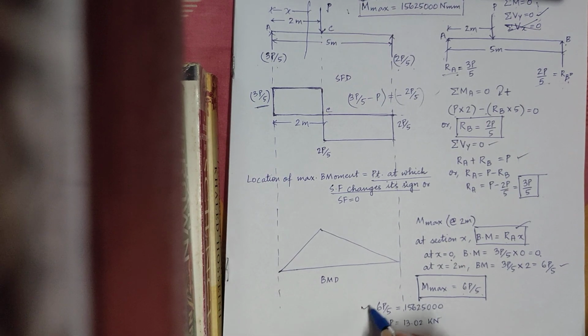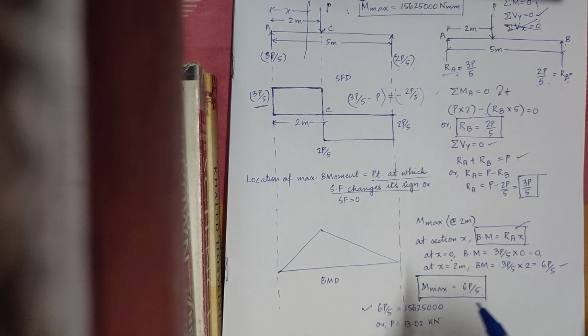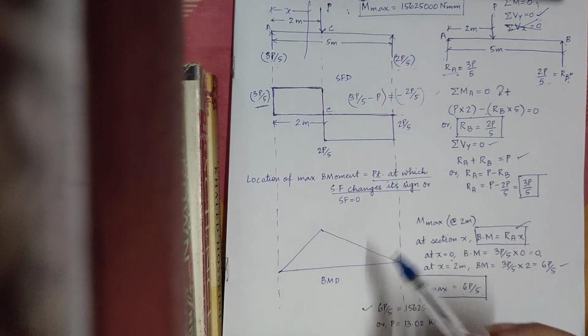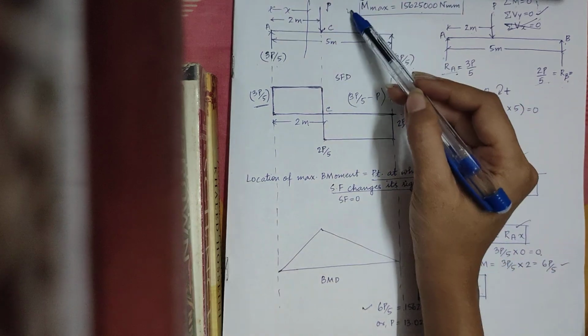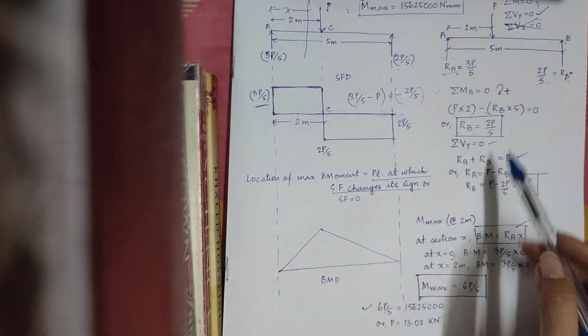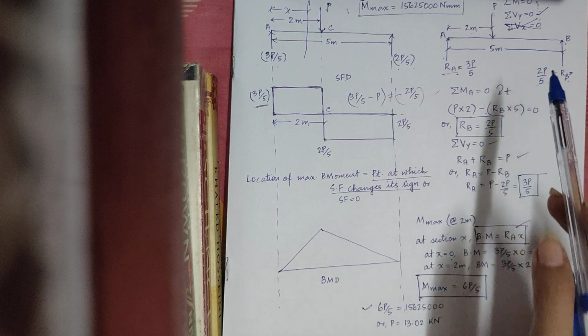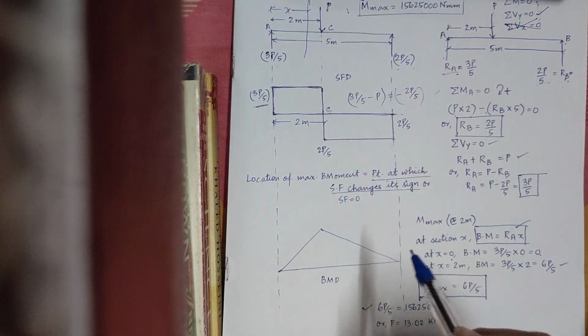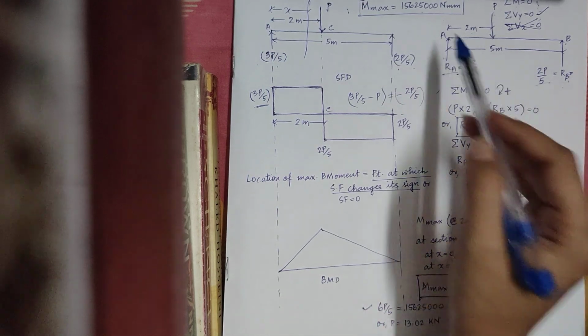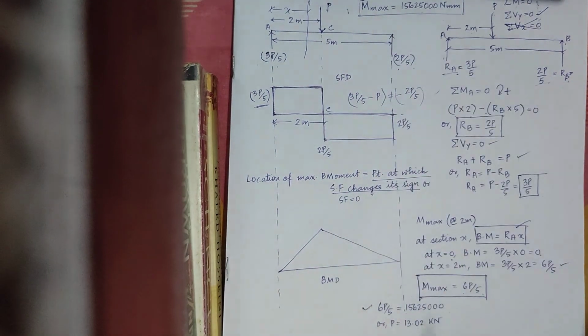So 6P by 5 is equal to 15625,000, and if we equate it, P will be equal to 13.02 kilonewton. So this is how the procedure works for calculating for different types of loads. We have to simply find the value of maximum bending moment, and with the help of equilibrium equations, the shear force diagram and bending moment diagram, we will find out the maximum values of moment and equate it with our maximum bending moment value.